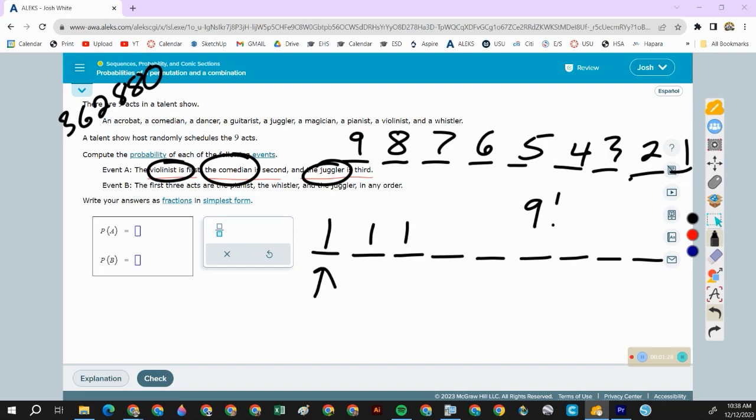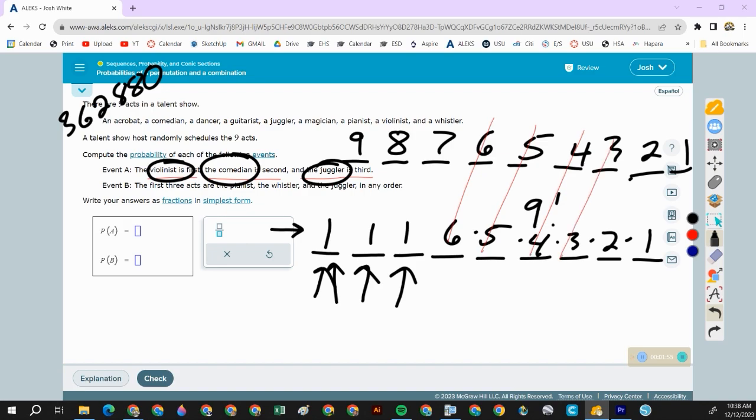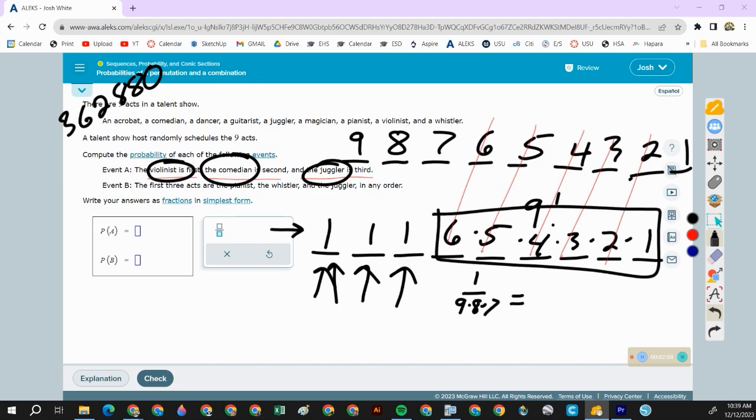I've already used 3 spots, so there are 6 people left. So there were 9 people when I did this choice. There were 8 people when I did this choice. There were 7 here. So 6 times 5 times 4 times 3 times 2 times 1. So this is every possibility of choosing the violinist first, the comedian second, and the juggler third. So if I divided these out, I get 1 out of 9 times 8 times 7, which is going to be the same as all of this stuff, 6 factorial over 9 factorial. So that's one way to figure it out.